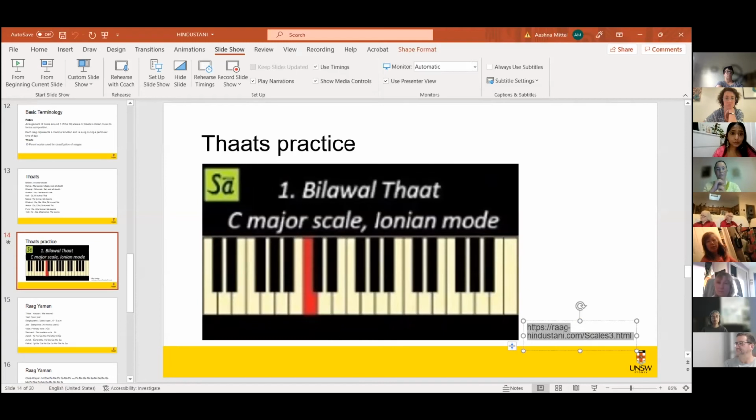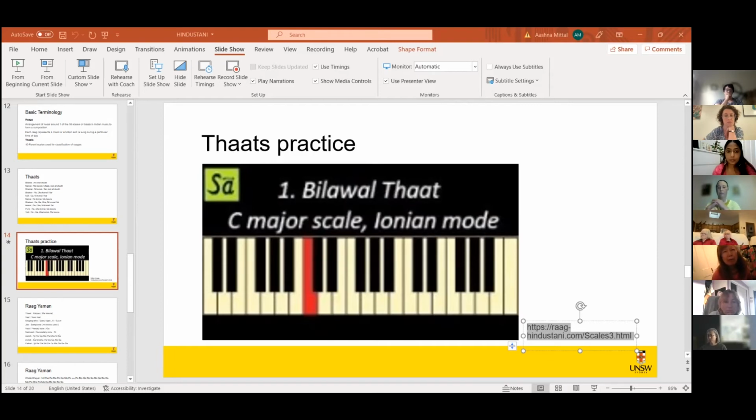I'll drop this in the chat as well because it's a good resource. It's a good page if you are new to Indian music. And if you want to study more, learn more about it, it's a good page to practice. So let me know if you all can hear this.